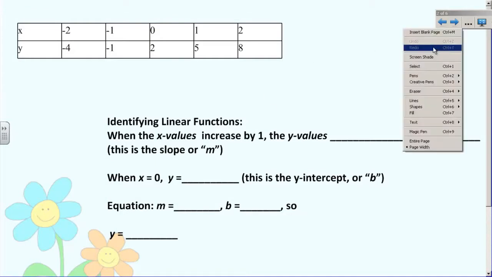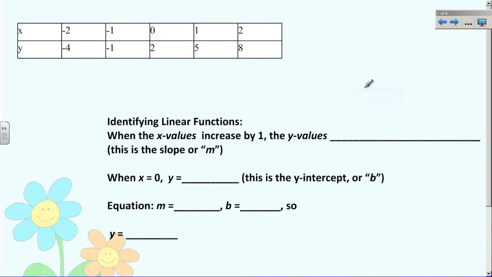If you will remember, to check to see if something is linear, the first thing I have to do is check the differences in my table. My x values here all increase by 1. Negative 2 to 1 is 1. Negative 1 to 0 is 1. They all increase by 1. So I'm going to check what the differences are for my y values. From negative 4 to negative 1 is an increase of 3. And from negative 1 to 2 is another increase of 3. 2 to 5 is still an increase of 3, and 5 to 8 is still an increase of 3.